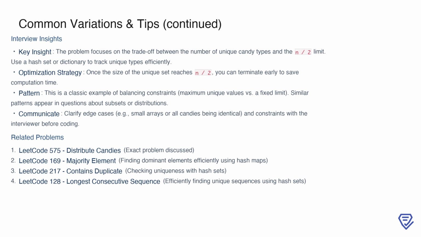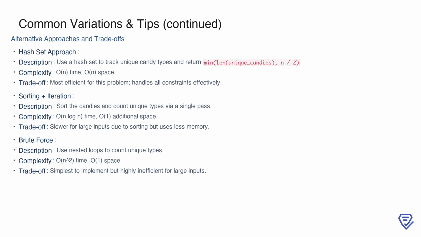When solving this in an interview, it's important to communicate effectively with your interviewer, clarify edge cases, such as small arrays or identical candies, and confirm you understand the constraints before you start coding. Related problems, such as majority element, contains duplicate, or longest consecutive sequence, can help you recognize similar patterns and refine your approach. Now, let's explore some alternative approaches and their trade-offs.